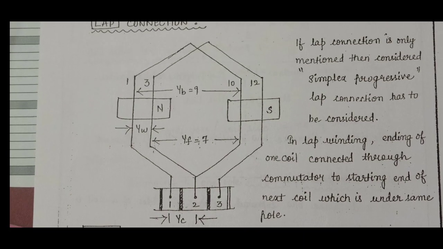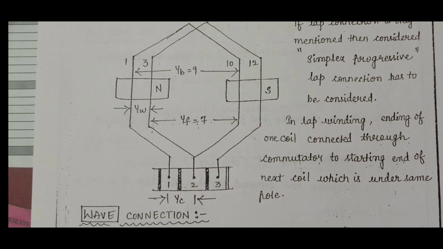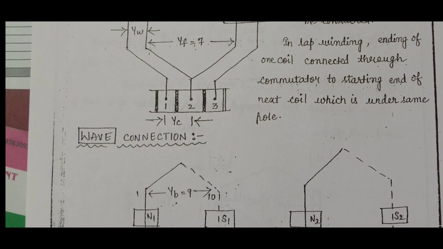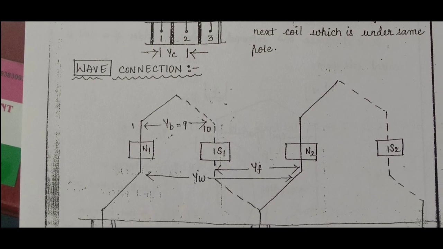So we can see here YB is the back pitch, YW is the winding pitch, YF is the front pitch, and YC is the commutator pitch. The commutator pitch is the distance measured between two commutator segments.